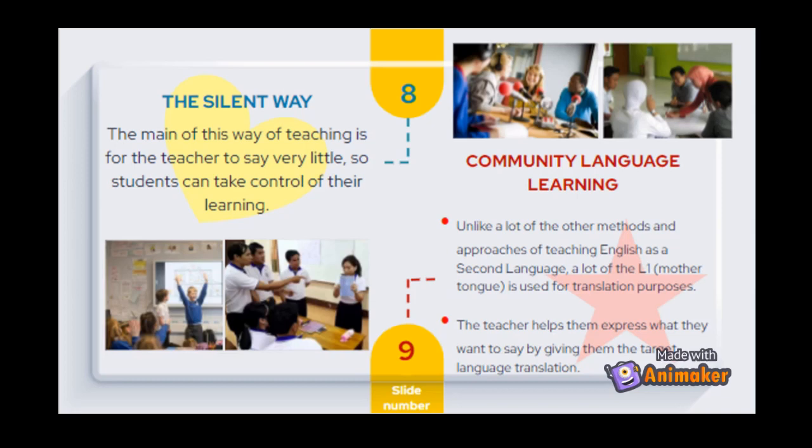Number 8. The Silent Way. The Silent Way emphasizes learner autonomy. The teacher acts merely as a facilitator, trying to encourage students to be more active in their learning. The main aim of this way of teaching is for the teacher to say very little so students can take control of their learning. There's a big emphasis on pronunciation, and a large chunk of the lesson focuses on it.